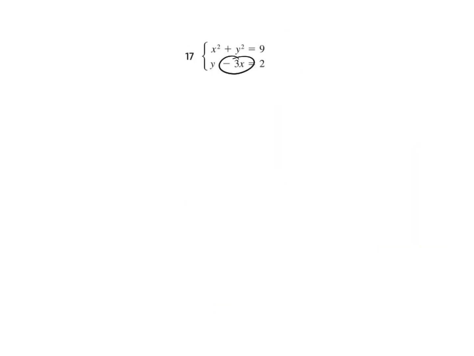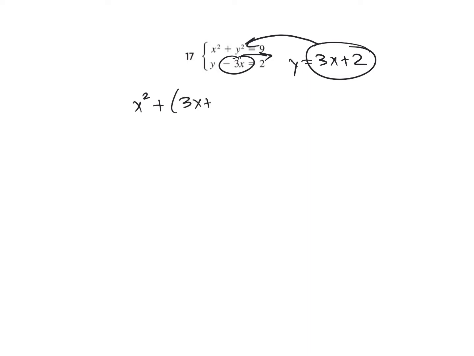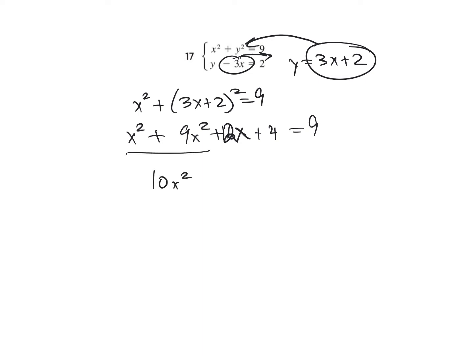All right. Again, solve for a variable. So y is equal to positive 3x plus 2. And substitute it in. X squared plus 3x plus 2 squared equals 9. And again, we'll get a trinomial. 9x squared plus 12x plus 4 equals 9. And that's going to be 10x squared plus 12x. Let's subtract 9, we get negative 5 equal to 0.